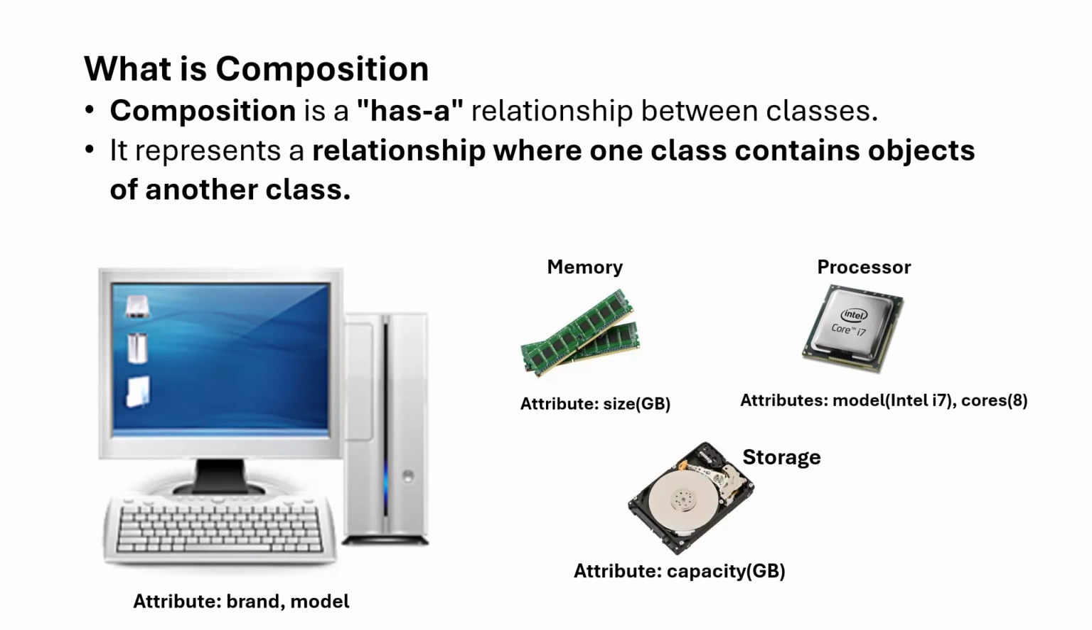You know very well a computer is an electronic device that can consist of multiple subparts inside it. So here you can see in this picture, a computer can have a memory element, a processor, a storage, or other subparts inside it. A computer can have its own attributes, like what is the brand name of the computer and what is the model of the computer. But if you observe, for example, the processor.